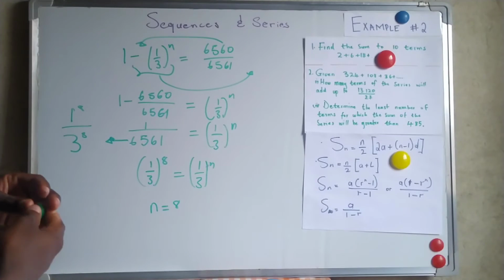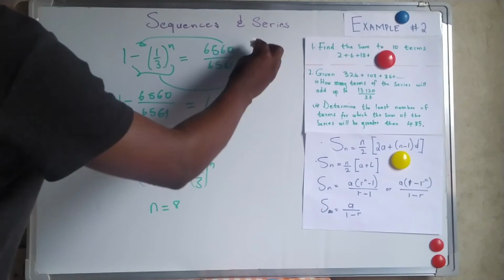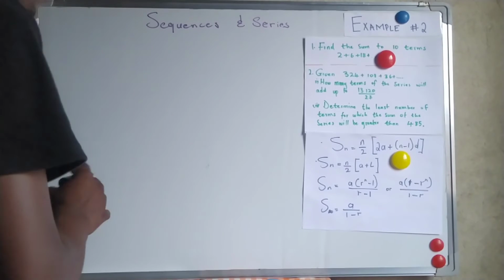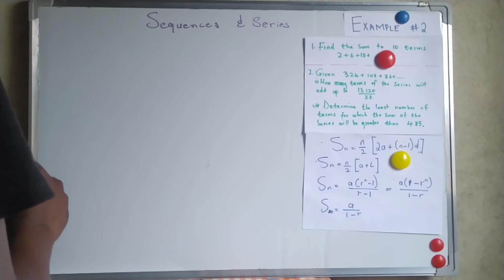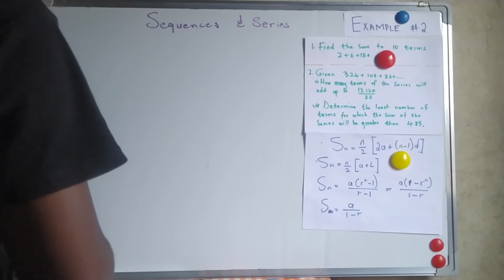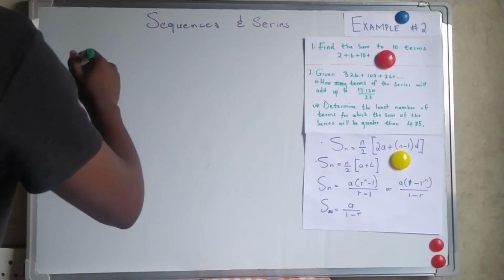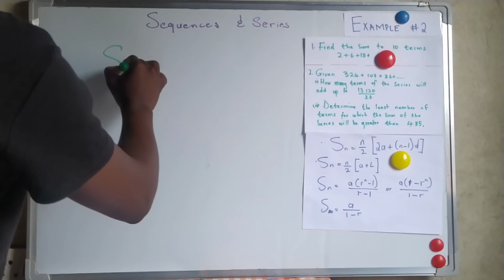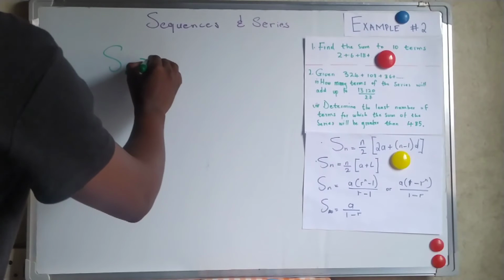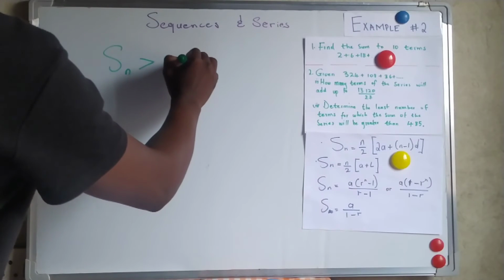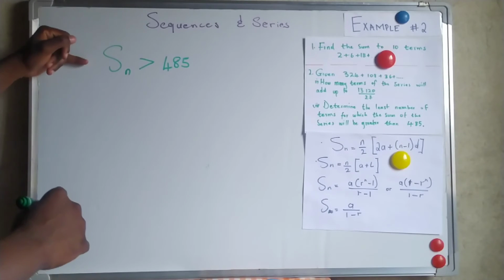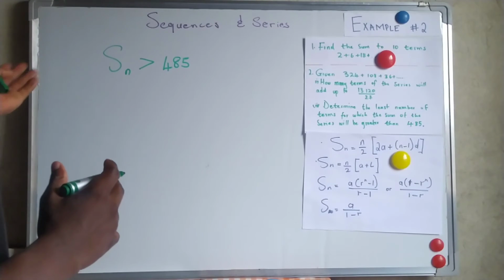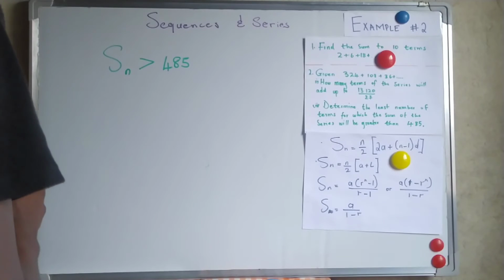Let us go to the second question. The question says, determine the least number of terms for which the sum of the series will be greater than 485. So interpreting this, the least number of terms for which the sum of the series will be greater than 485. So we have now interpreted what they want us to do, and then we can just substitute.